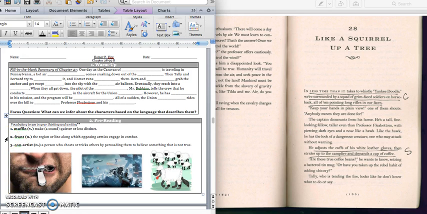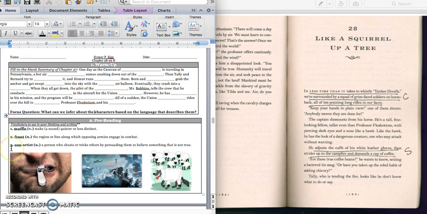The next word is front, and in wartime, a front is the line of battle where two armies are coming together to fight. And so this is an example of a battlefront.